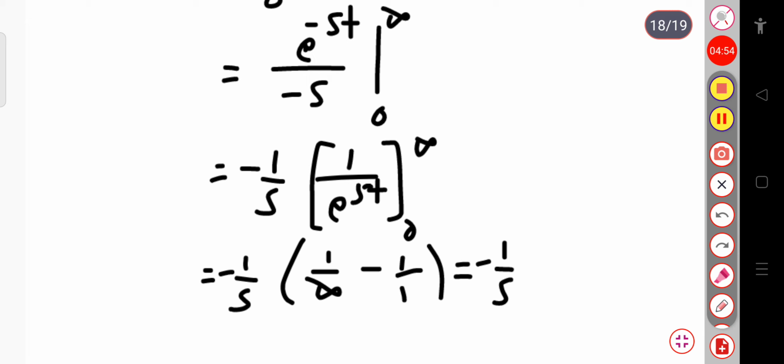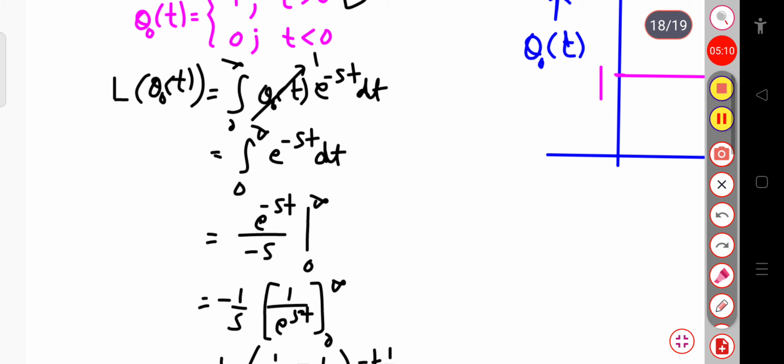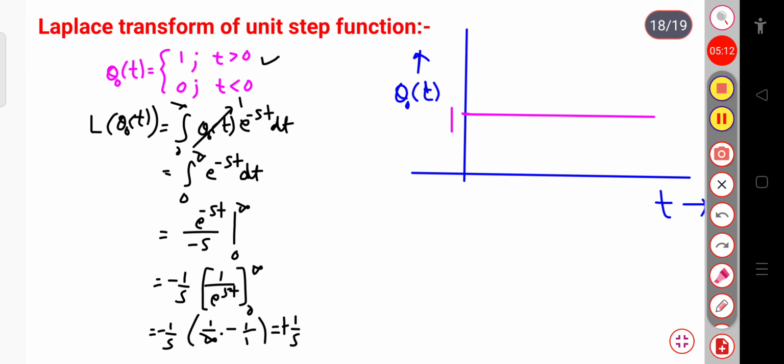1 by infinite is 0. So this will be 0 minus 1. So 0 minus 1 is minus 1. So the final answer will be 1 by s, when this minus 1 is multiplied with this minus 1 by s, then the final result will be 1 by s. So you can see here, for this type of function, that is the step function, the Laplace transform of theta naught of t, its value will be equal to 1 by s.